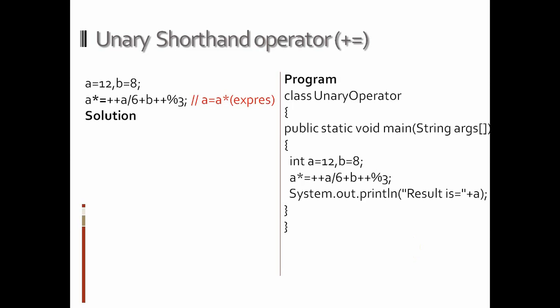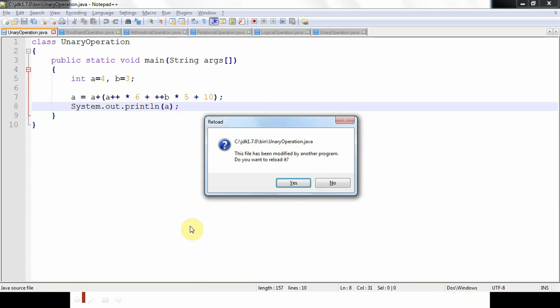Welcome to this class. Today in this class we will study the unary shorthand operator. First of all, we have to understand what a shorthand operator is. A shorthand operator is one in which we place the operator before the equal sign. So what is the meaning of this shorthand operator? We can understand it like this.